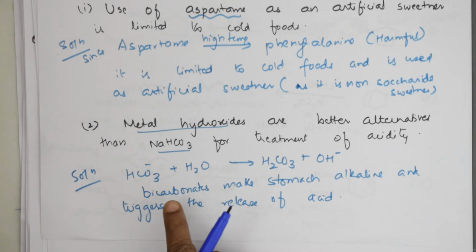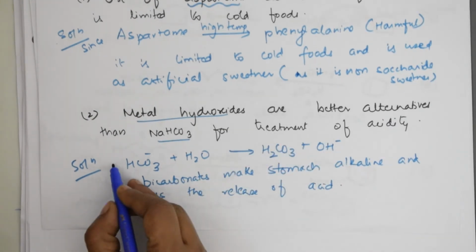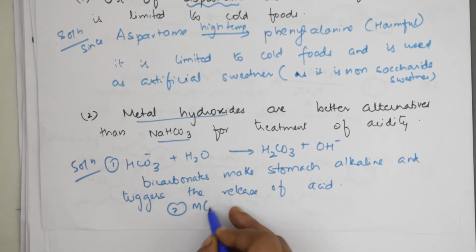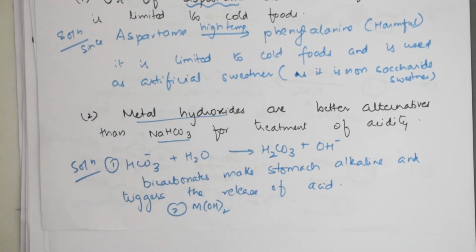Now when I speak about hydroxides, what is the speciality? This I have ruled out. Now when I come back to hydroxides, you can write metal hydroxides. What are the metal hydroxides? Like calcium hydroxide, magnesium hydroxide, you know, all these: calcium hydroxide, magnesium hydroxide, ferric hydroxide, aluminum hydroxide.